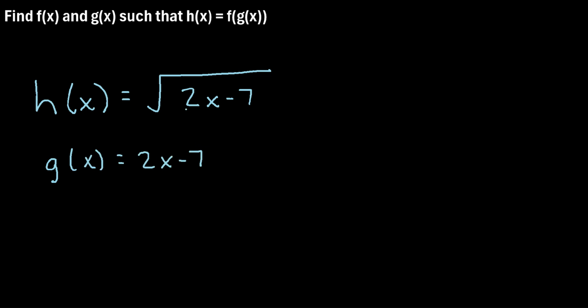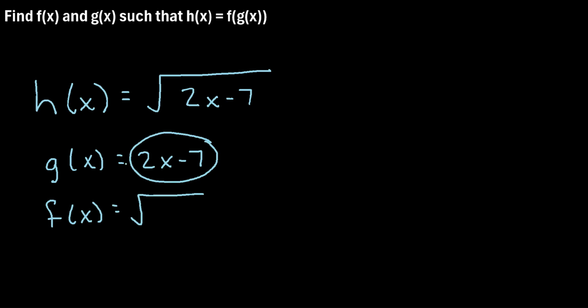Now, what is being done to this inner function? Well, we're taking the square root of it. So f of x, this outer function, we can say we're taking the square root of this inner function. And remember, when we write this inner function, we just represent it as an x. So that's our answer for this one.